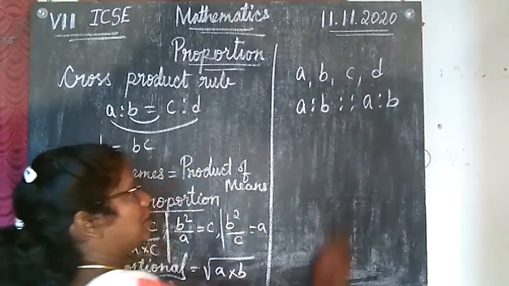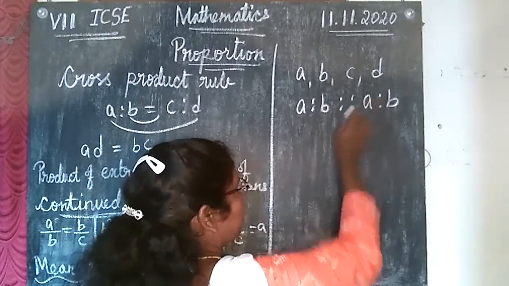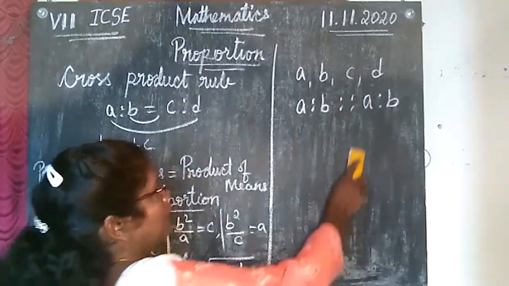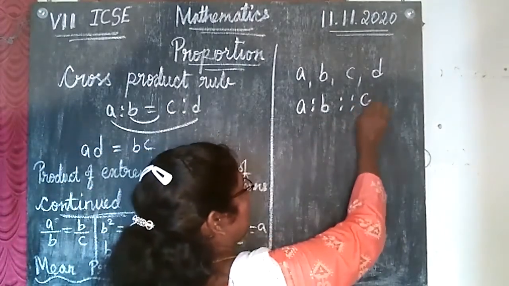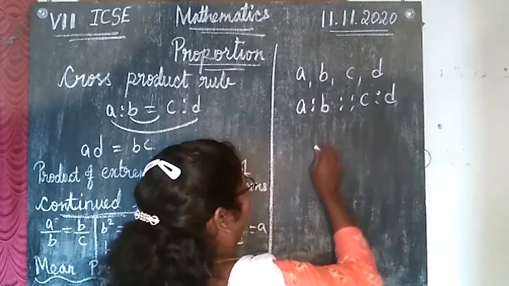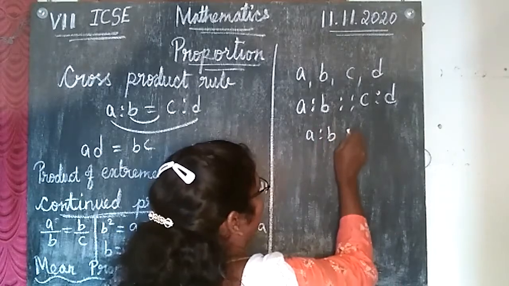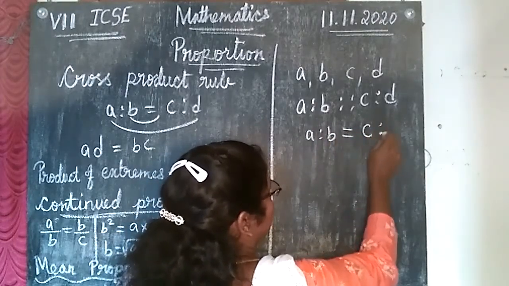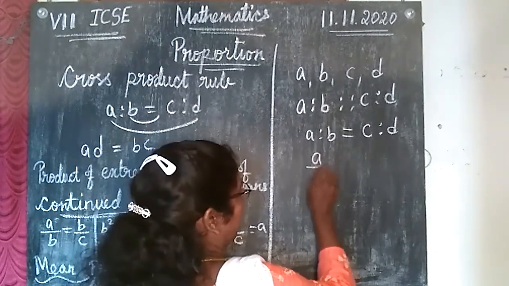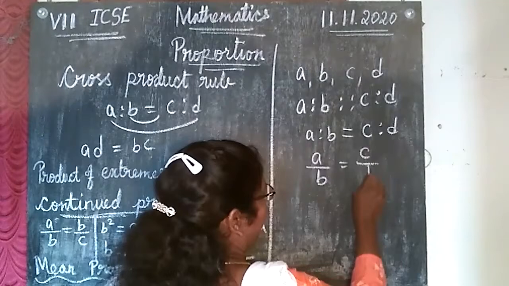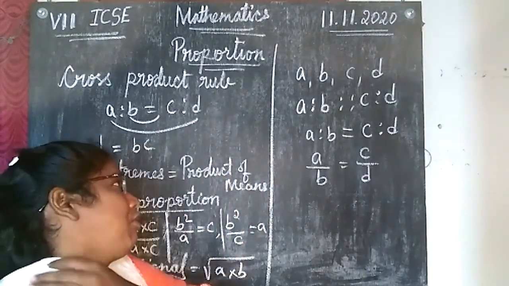How to write this one? This can be written as A is to B proportional to C is to D. This also can be written as A is to B is equal to C is to D. This also can be written as A by B is equal to C by D. It is only one thing, but see in how many ways we are writing it.